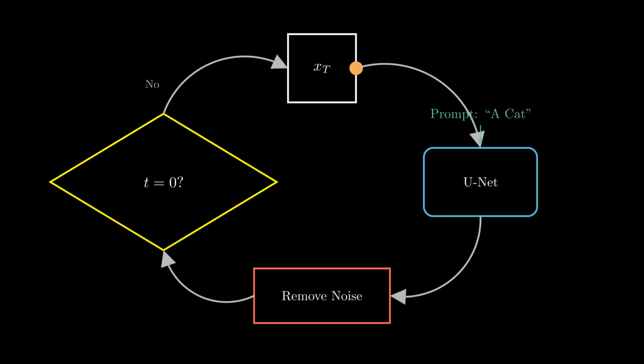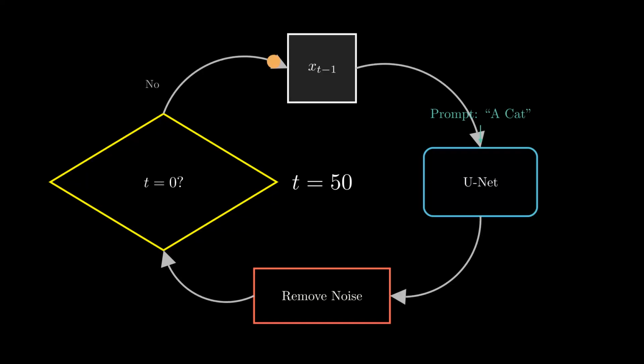The UNet analyzes the noisy image and the text, and it makes a prediction. Here is the noise I think needs to be removed to make this look more like a cat. We take that predicted noise and mathematically subtract a small fraction of it from our image. We aren't done yet, though. We check our time step counter T. If we haven't reached 0, we loop back to the start.